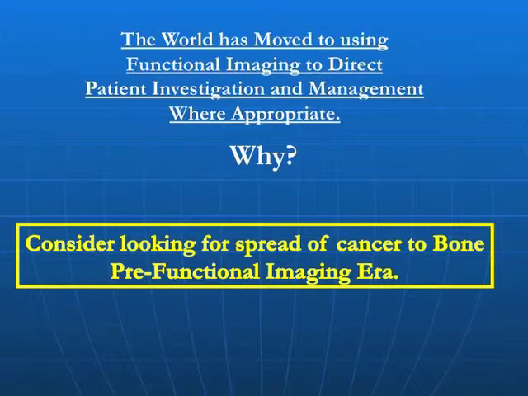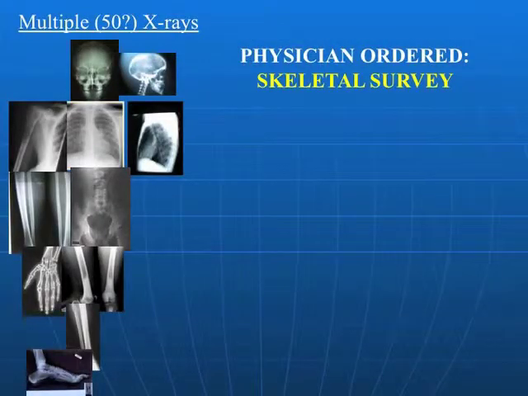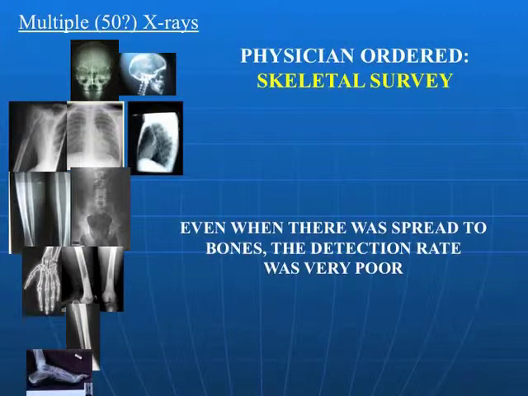Now to show you why that has happened, let's consider looking for the spread of cancer to bone before the functional imaging era, we'll say back in the 60s, when nuclear medicine really didn't exist. Did patients have spread of cancer to bone? What physicians ordered was something called a skeletal survey, and that was multiple x-rays, I don't know how many it was, a big dose of radiation to the patient from head to toes and fingertips, and even if cancer was present, it turns out that the chances of the x-rays picking it up early on was very limited.